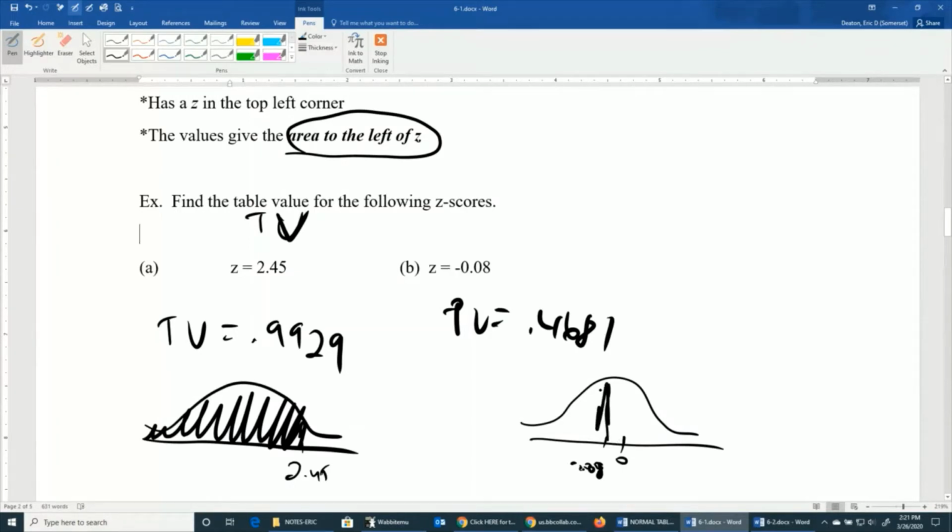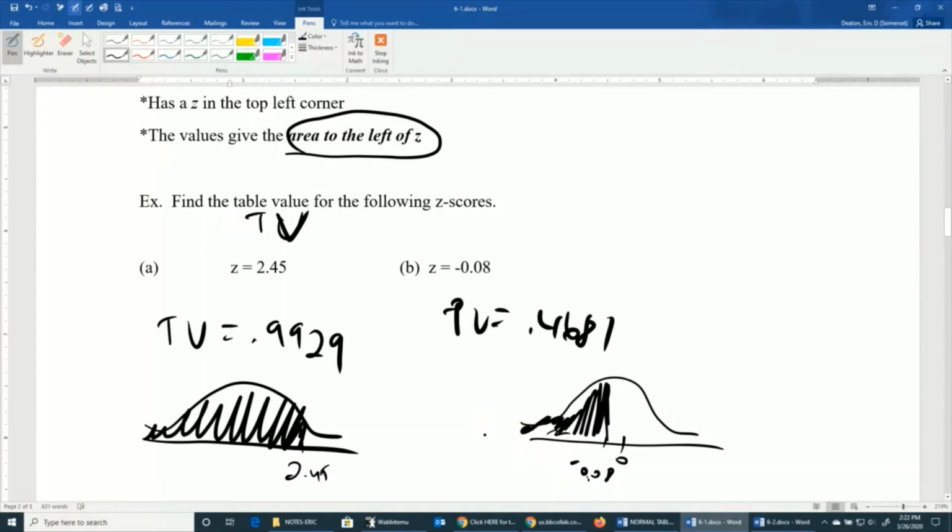And so, once again, the area to the left is going to be a little bit less than half. Half is 50%, and 0.468 is a little bit less than 50% if you convert it to a percent by moving the decimal 2 places to the right. And so there you go. I always draw pictures for it to make sense.